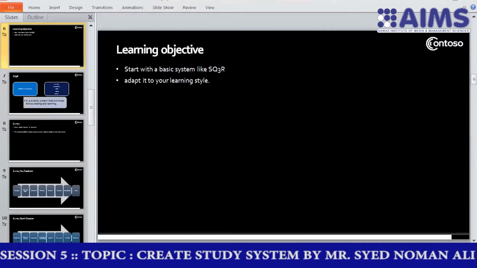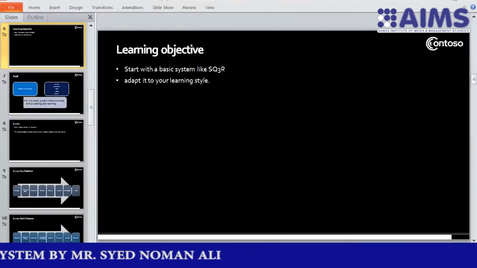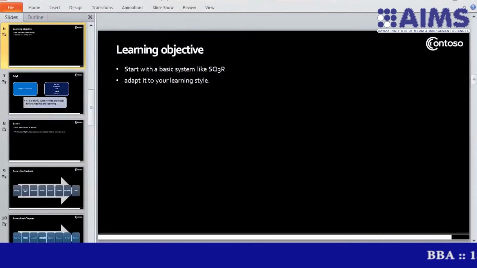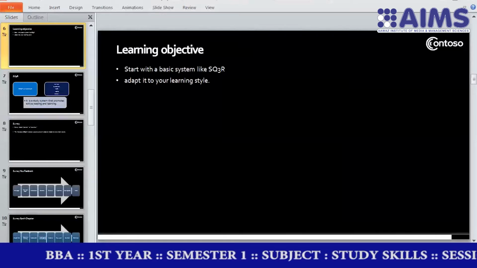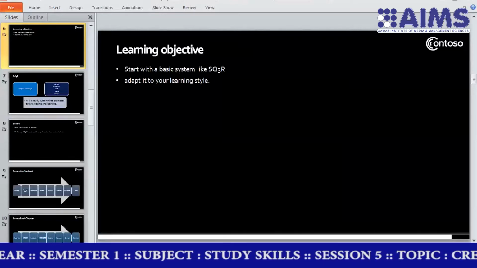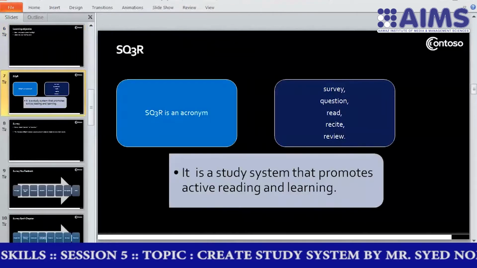Okay, what are the objectives of discussing all these things? The students become well aware of how to create a basic study system like SQ3R, and how they will adapt their learning style according to the subject I have mentioned previously, which helps you be more effective.